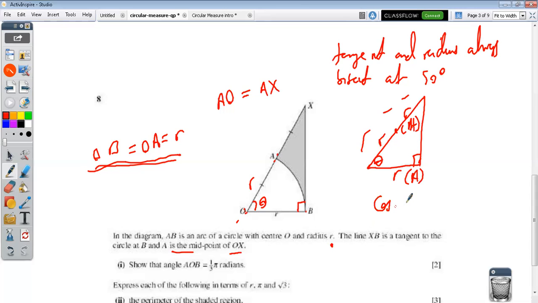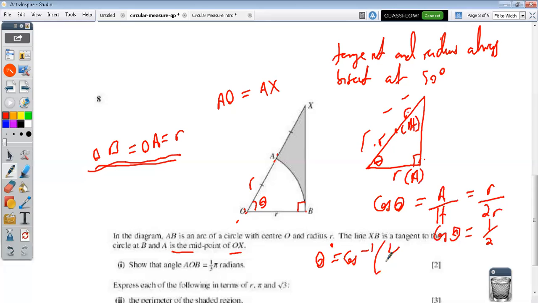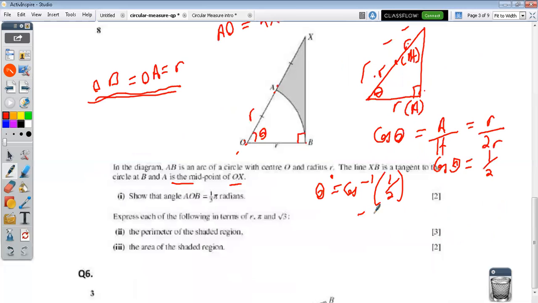From O level, cos theta is always equal to adjacent divided by hypotenuse. The adjacent is where the angle is sitting, which is R. The longest side, R plus R, which is 2R. And that gives you half is equal to cos theta. But from O level now, we know that theta is equal to arc cos. Now, your calculator should be in radians. If you do that, you find that you get exactly pi over 3 radians.